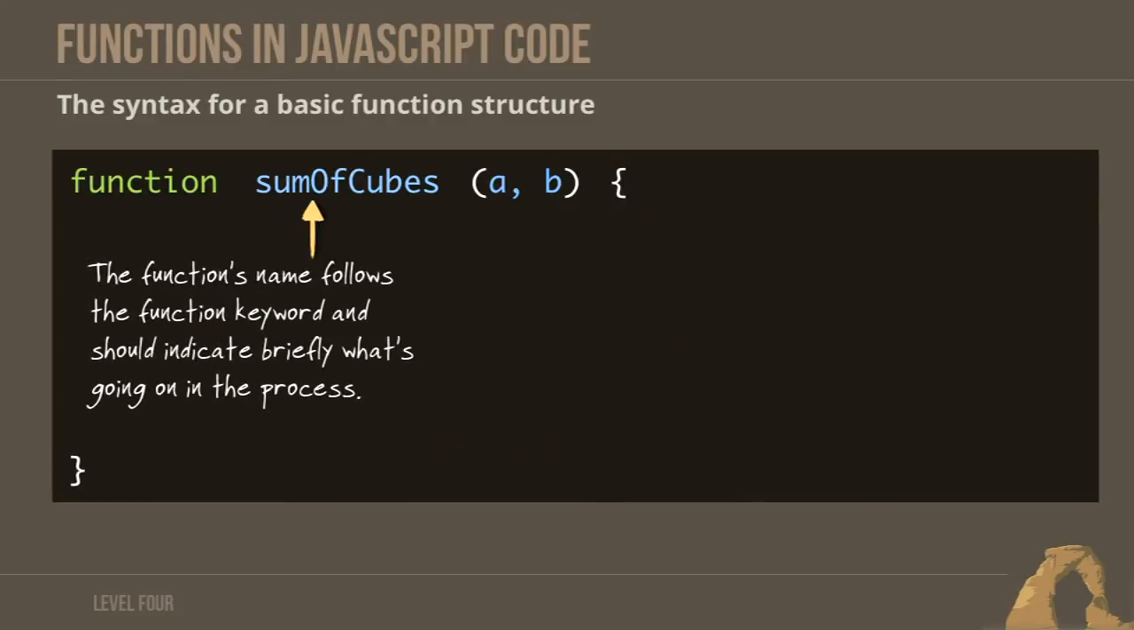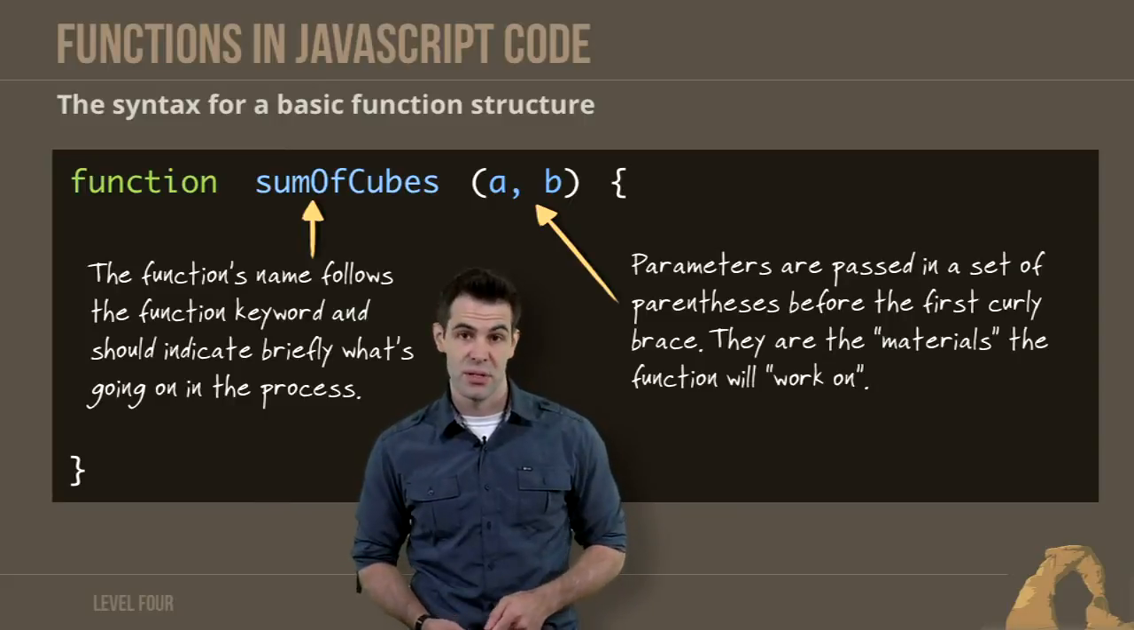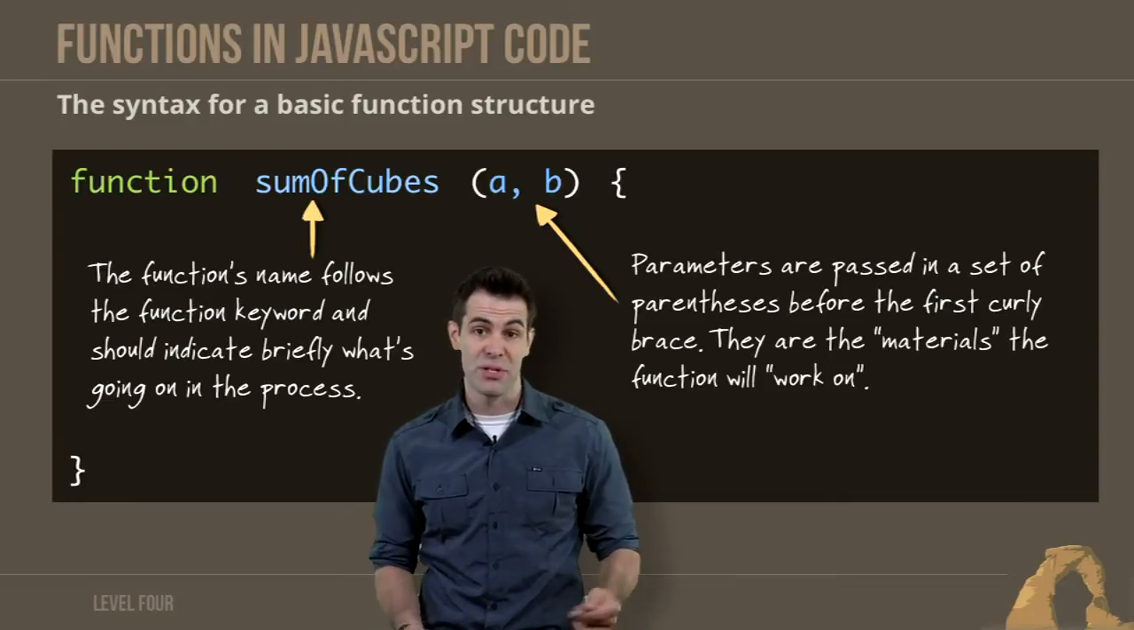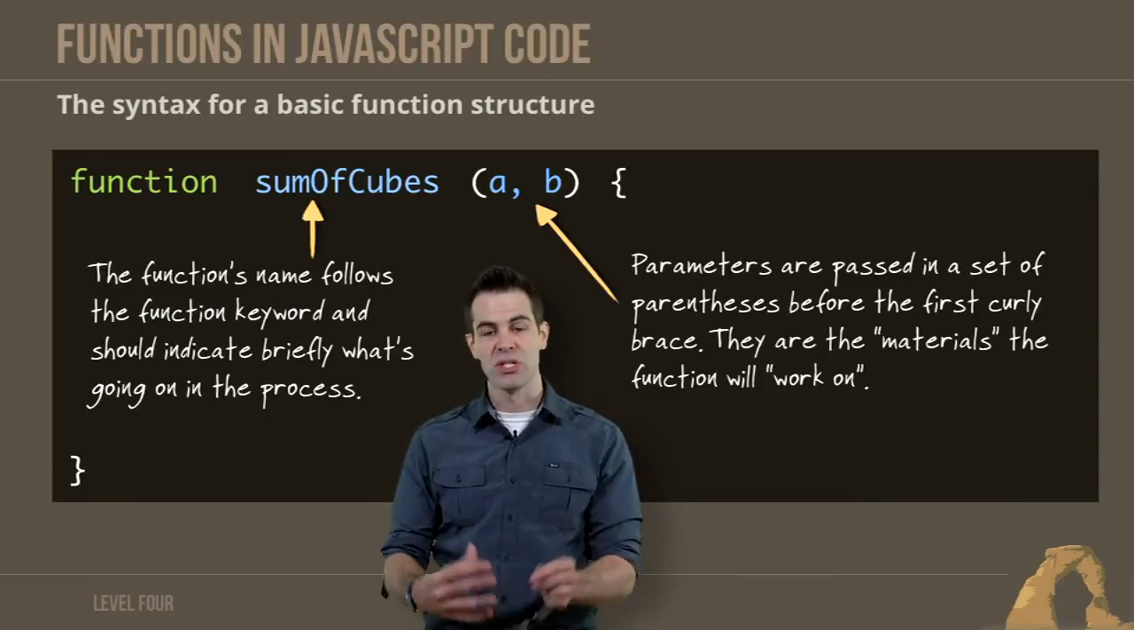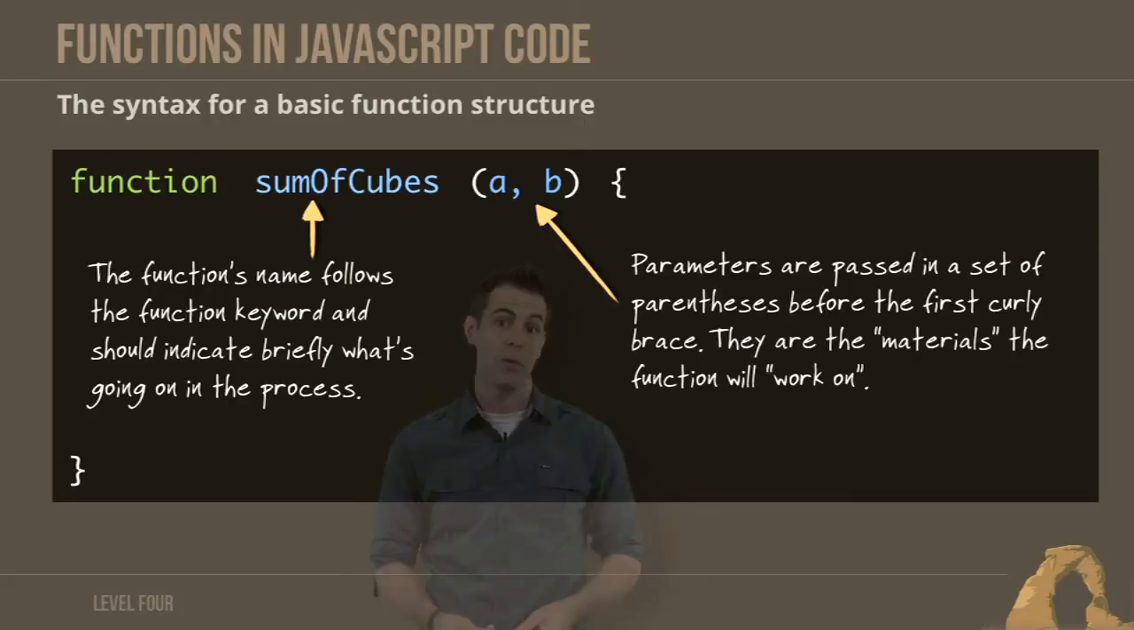And then we need a set of parameters that are enclosed in parentheses. Here, because we have 2 inputs to our function, we have 2 parameters, a and b. But you can have just as many parameters as you want in any declared function. You can think of these parameters, which are just basically our inputs to the function, as the materials that the function either uses or does work on to produce the output you're looking for.